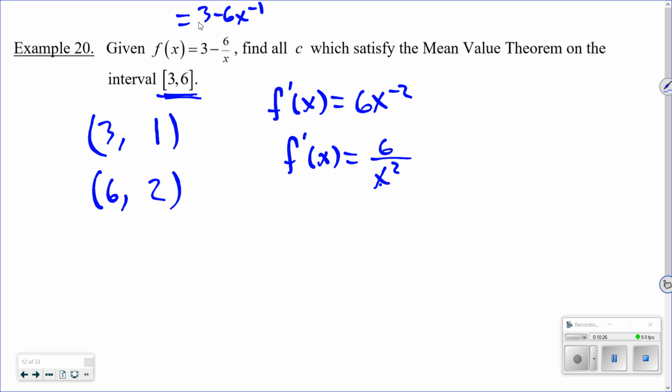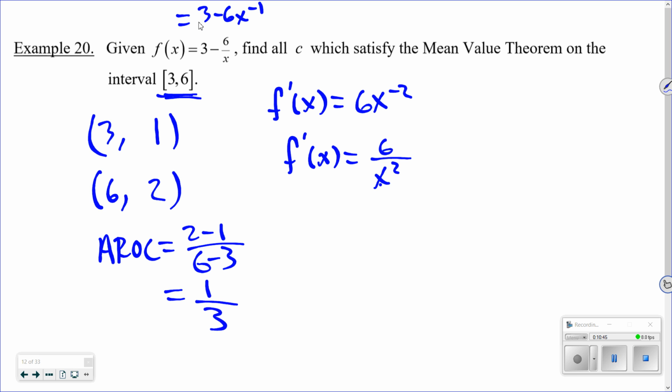So just do y minus y over x minus x. So the average rate of change is equal to 2 minus 1 over 6 minus 3. 2 minus 1 is 1. 6 minus 3 is 3. So my average rate of change is a third.